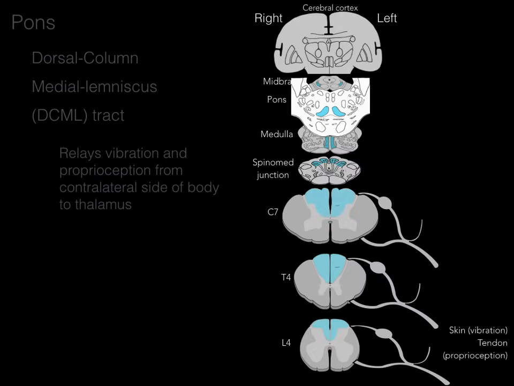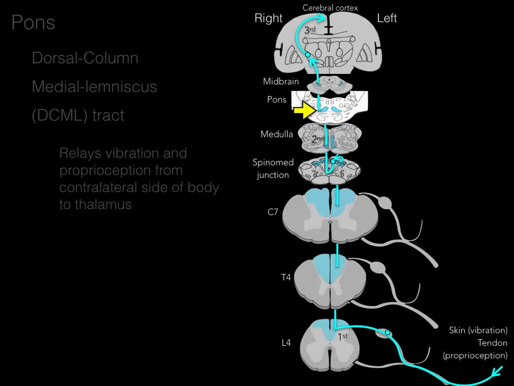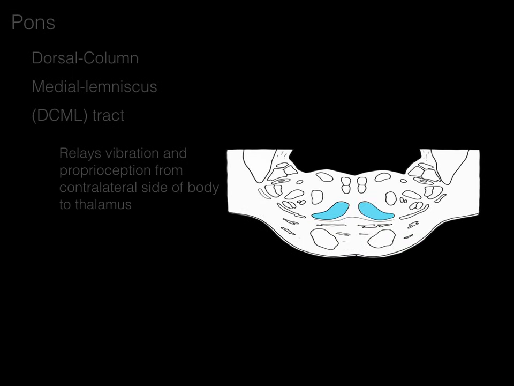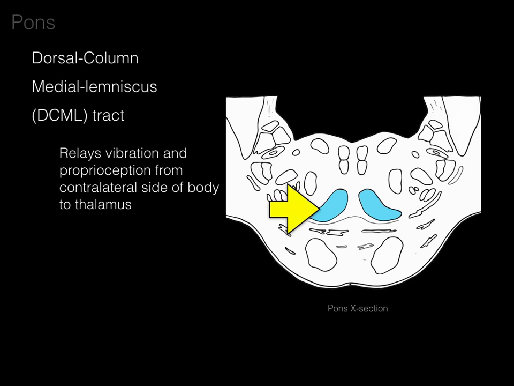And so if we superimpose this picture, and now let's take a tuning fork and hit the L4 dermatome on the left side, and a primary order neuron takes that information, which ascends ipsilaterally, and then synapses with a second order neuron at that spinomedullary junction, and that axon decussates to the contralateral side and ascends up to the pons there. So right there in the pons is vibration and proprioception ascending, but the information is coming from the contralateral side of the body up to the thalamus and ultimately the cerebral cortex. But again, when you see a cross section, all we see is that.